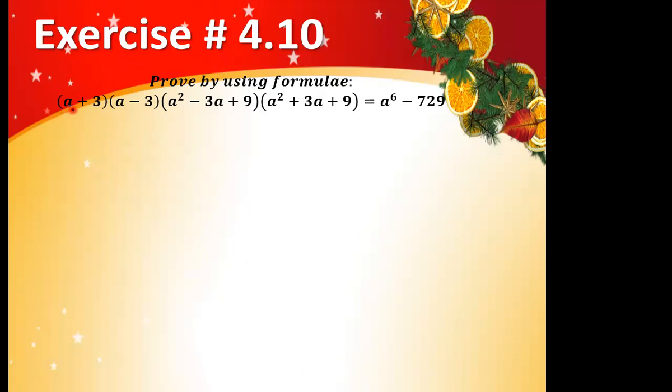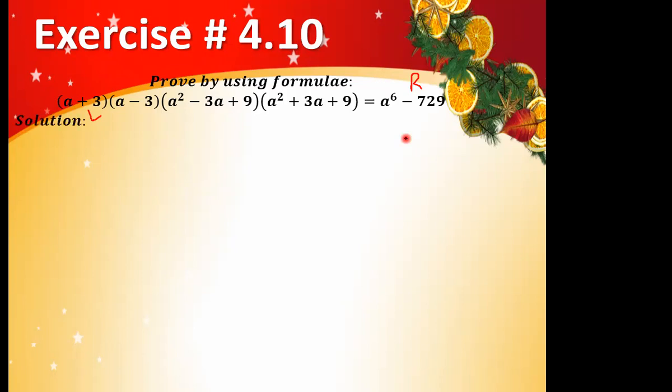Now what is this? (a plus 3) multiplied by (a minus 3) multiplied by (a square minus 3a plus 9) multiplied by (a square plus 3a plus 9), this whole term is equal to a to the power 6 minus 729. So you have to prove that your left hand side is equal to the right hand side.